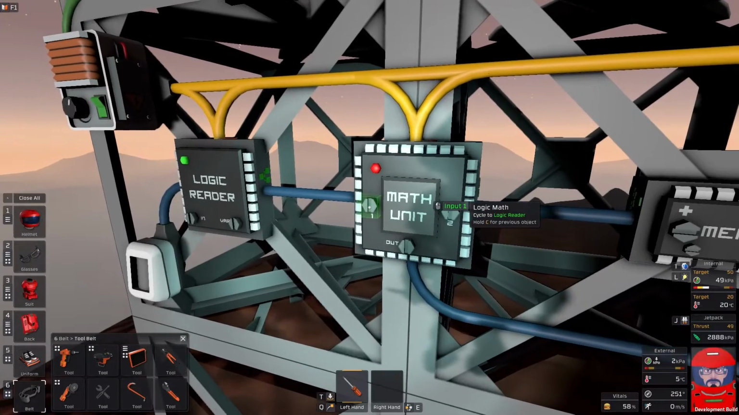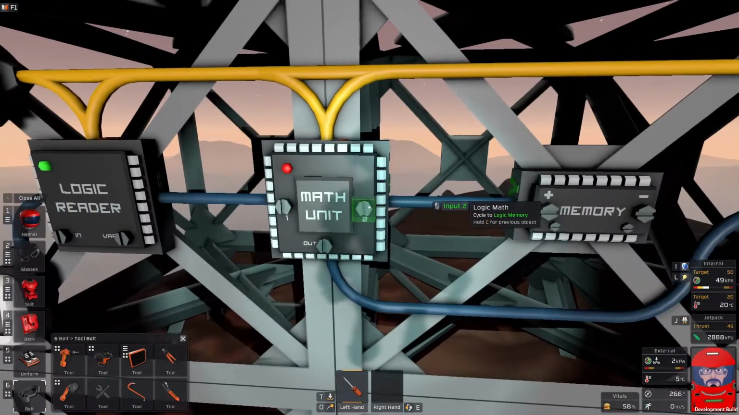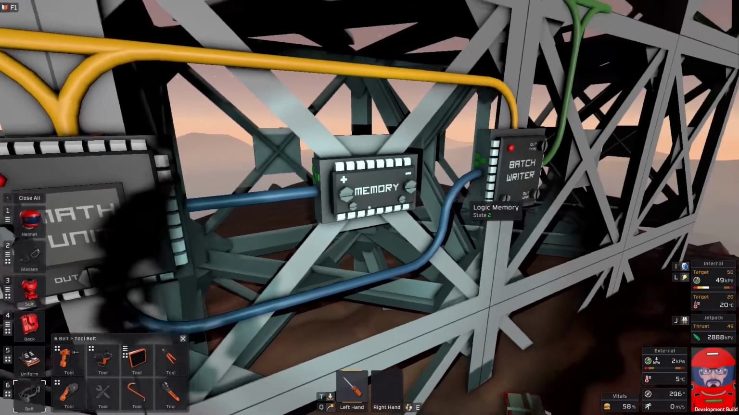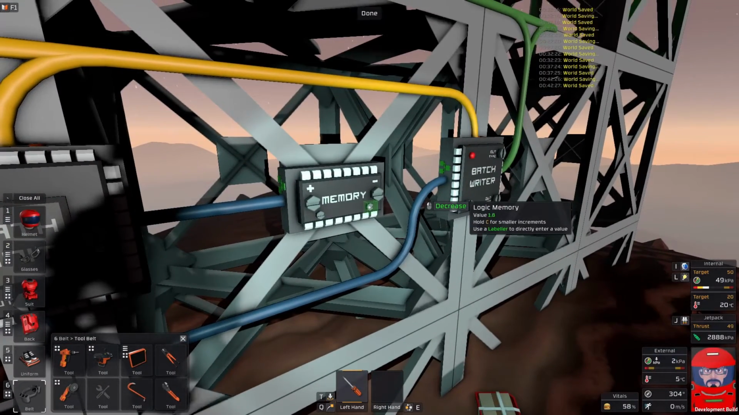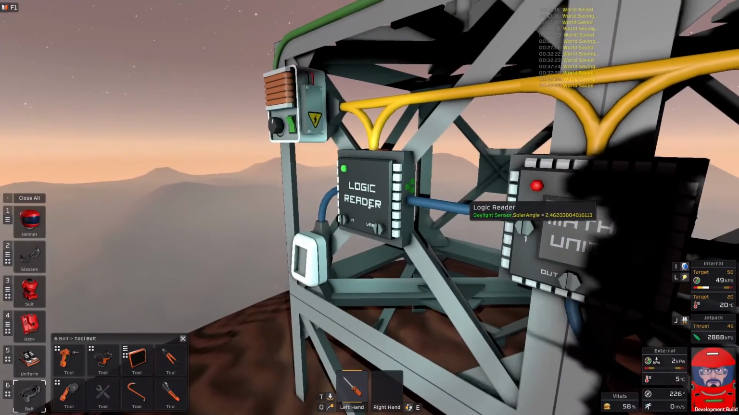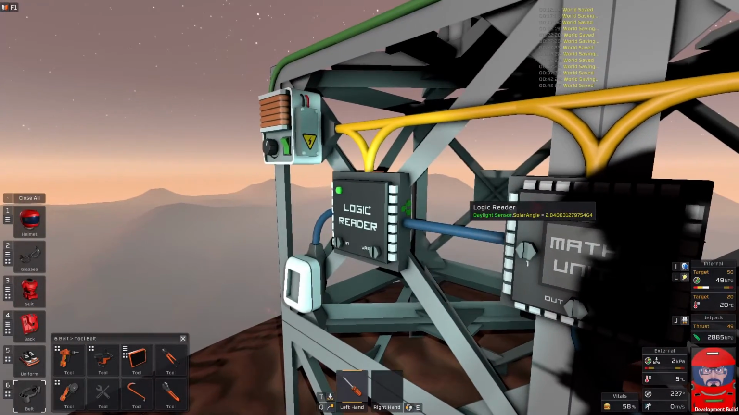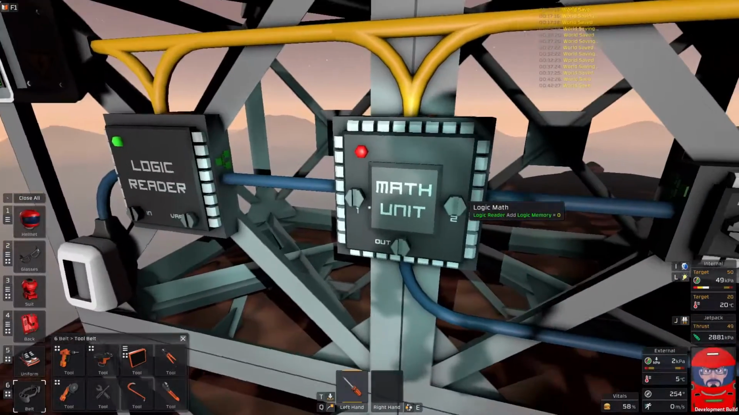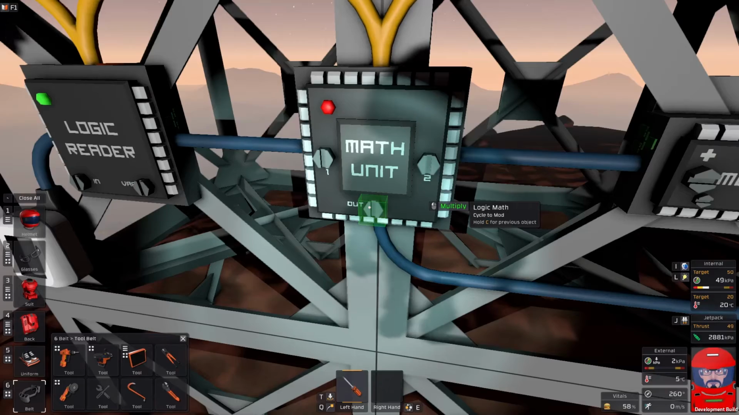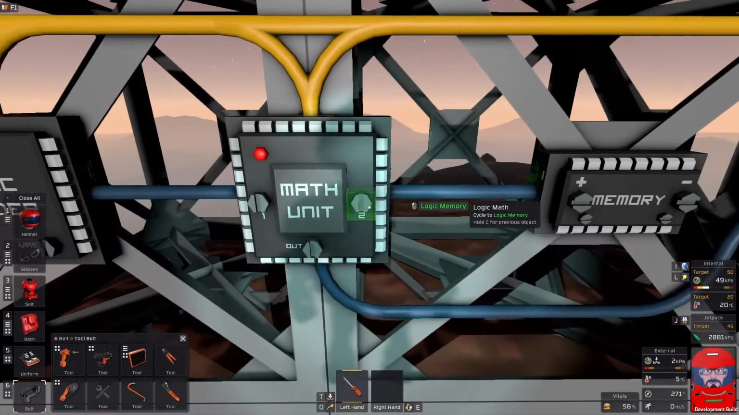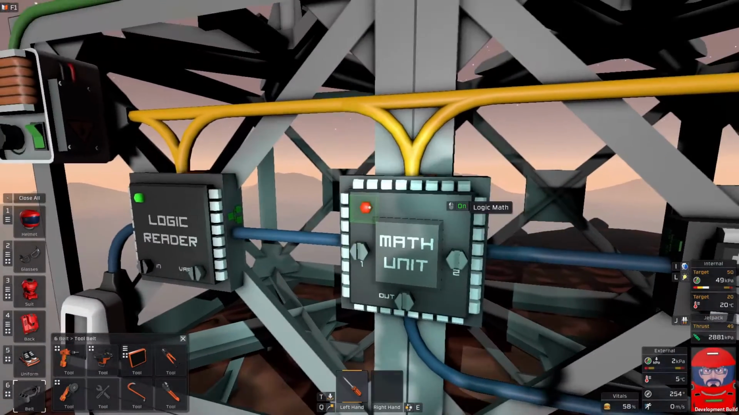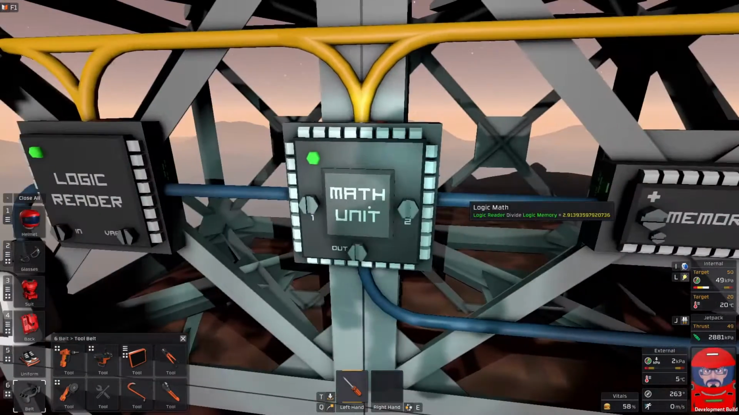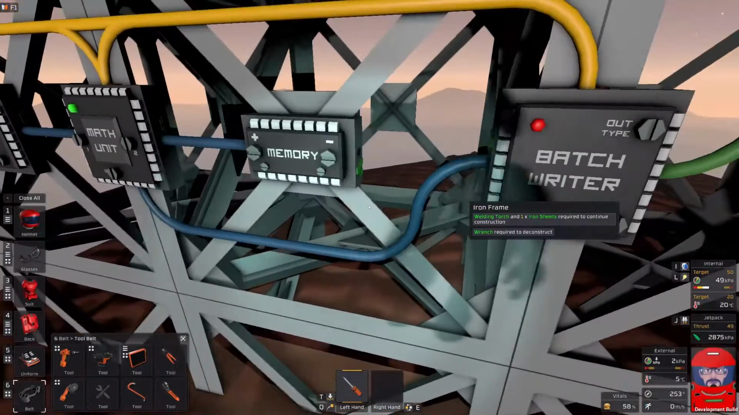Okay, the math, we want to choose logic reader, it's the only thing attached, and logic memory. Now we want to set the logic memory to 1.8, because we're dividing a number from between 0 and 180, we want a number between 0 and 100. So divide by 1.8 and we'll be there. And we are going to divide the logic memory, logic reader, switch on. 5 goes to 2.9, looks about right.